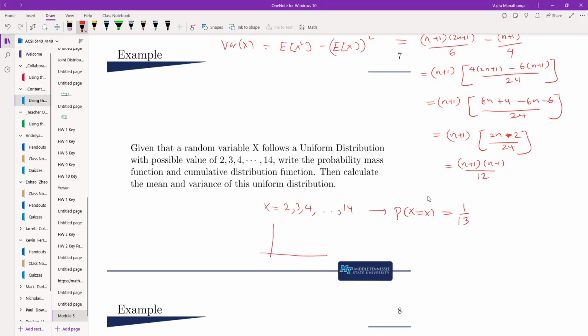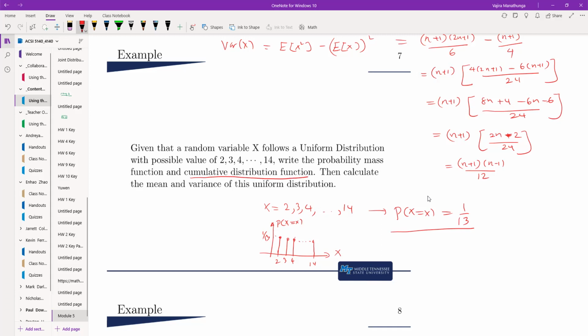If you draw this, here you have x. This side you have probability x equal to x. You start from 2 all the way up to 14. And then this is 1 over 13. Okay. So everyone is 1 over 13. Okay, so the probability mass function is 1 over 13, and you can calculate the cumulative distribution function.